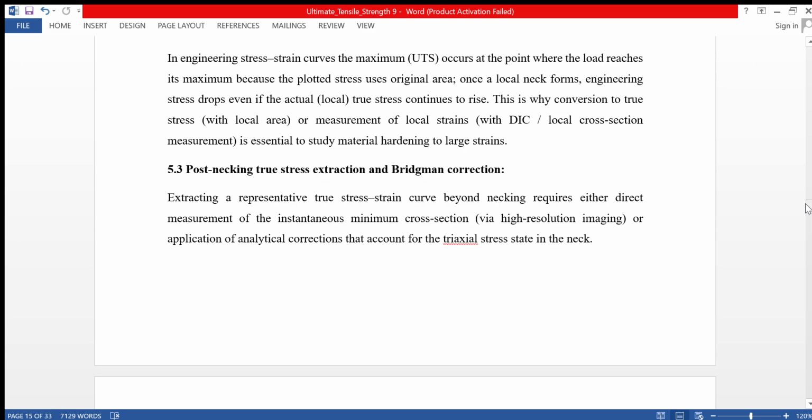Post-necking: true stress extraction and Bridgman correction. Extracting a representative true stress-strain curve beyond necking requires either direct measurement of the instantaneous minimum cross-section or application of analytical corrections that account for the triaxial stress state in the neck.